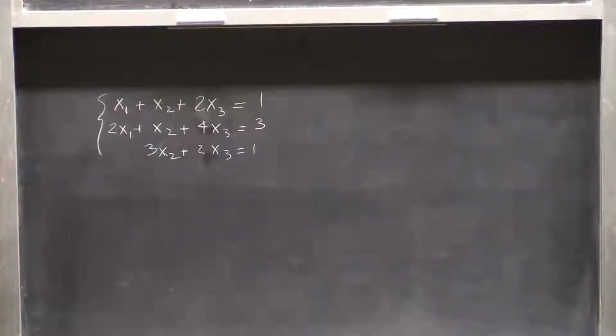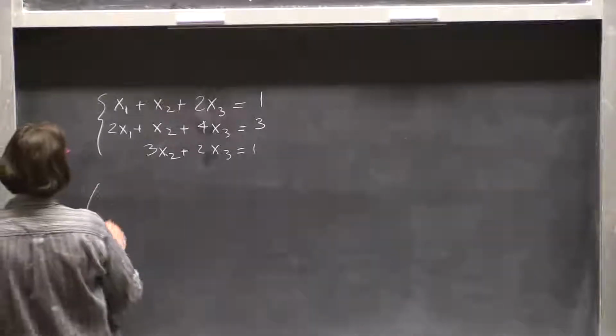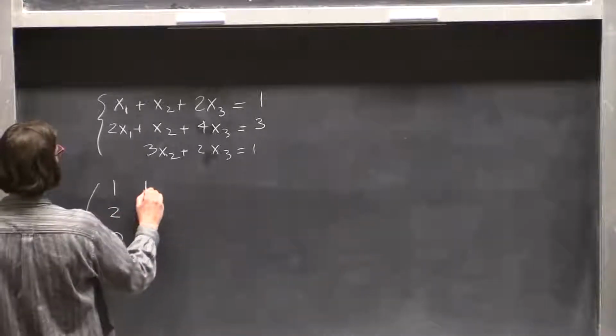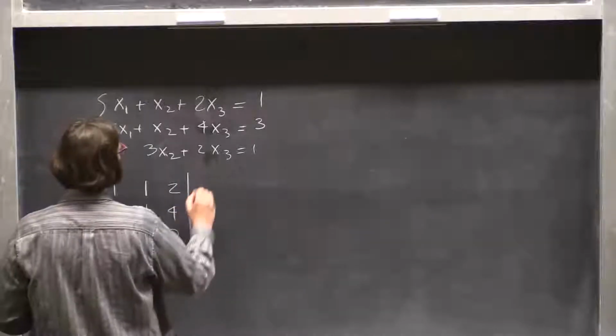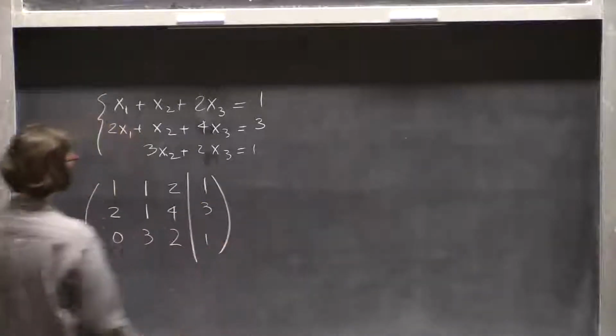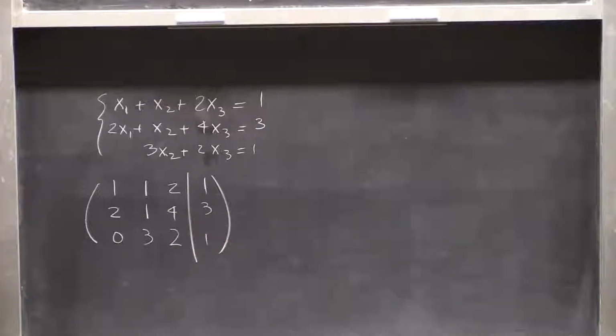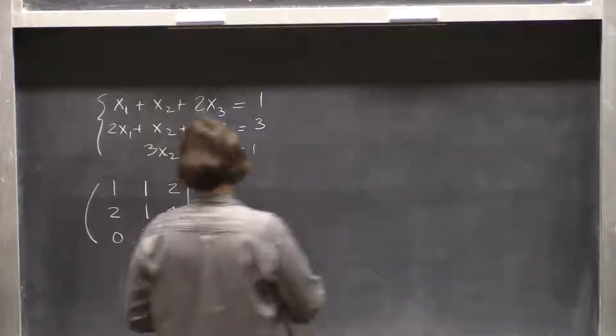Okay, so the augmented matrix is going to have how many rows? 3, because there are how many equations? 3. The augmented matrix is going to have how many columns? 4, because there are how many unknowns? 3. And 1 right-hand side. So the augmented matrix is 1, 1, 2, 1; 2, 1, 4, 3; 0, 3, 2, 1. So I'm going to do the elementary row operations one more time, slowly, and then I'm going to ask you to start just trusting me on the final results.